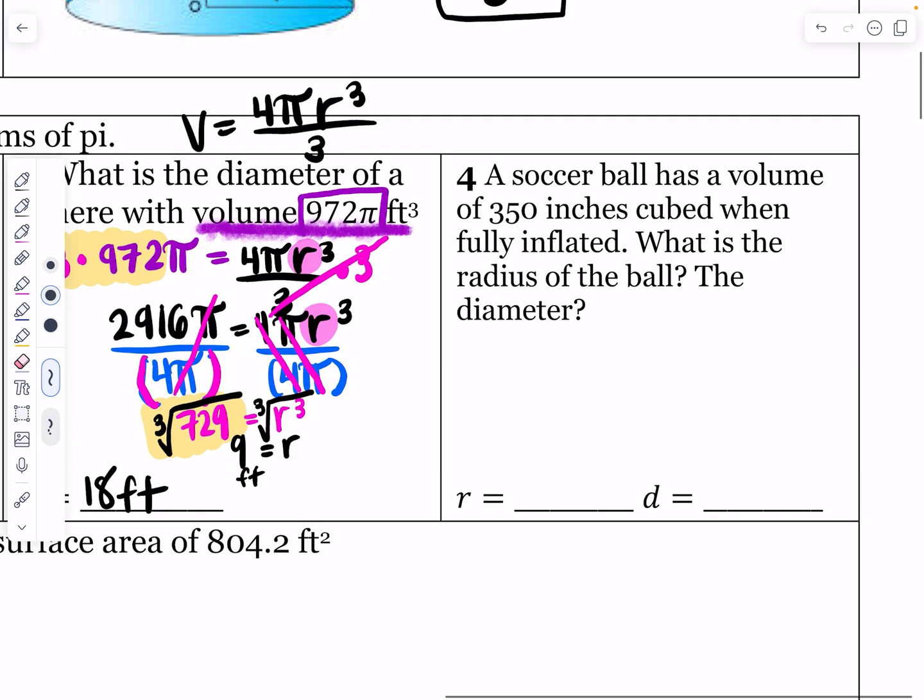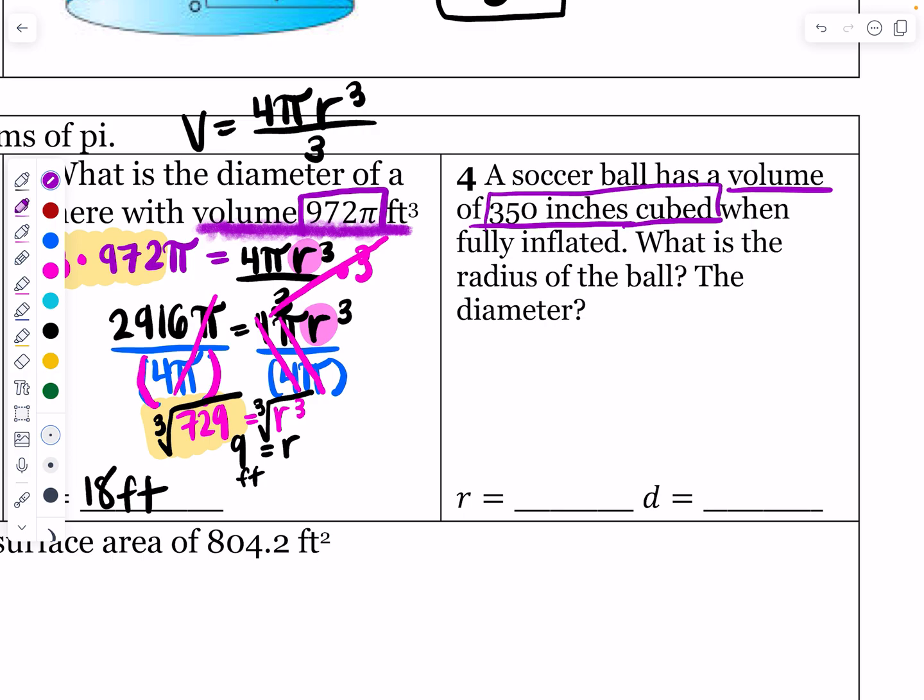All right, let's do another one of those, because we're getting used to this. A soccer ball has a volume of 350. They give you the answer for the volume, and this one's not 350 pi, it's just 350 inches cubed. When it's fully inflated, what is the radius of the ball and what is the diameter?